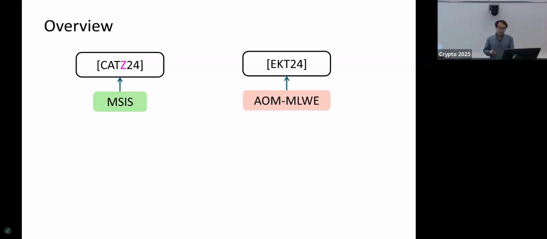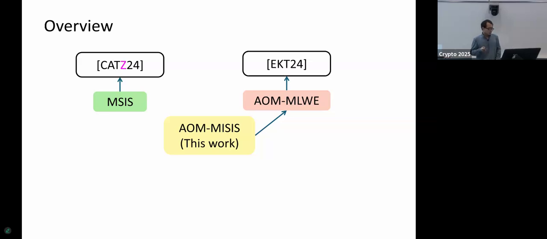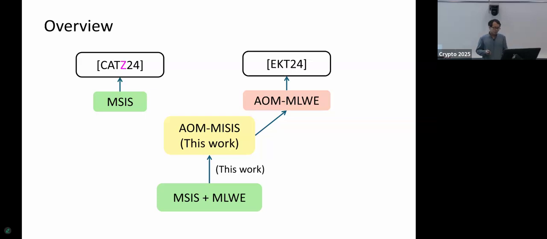So an overview of this work is as follows. We first propose a modification of the AOM-MLWE problem, referred to as AOM-MSIS. This is a no-harder variant, which means that the hardness of our problem implies the hardness of theirs. And then we show that the hardness of our problem is implied by standard assumptions. And further, we give a direct reduction from the hardness of our assumption to the security of the EKT scheme, and it's tighter than going through the AOM-MLWE route.